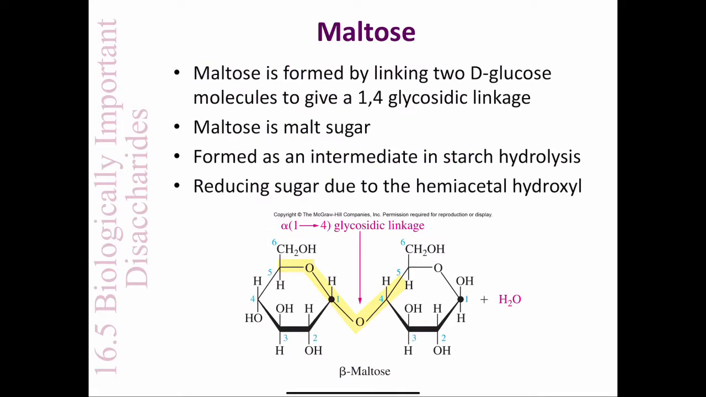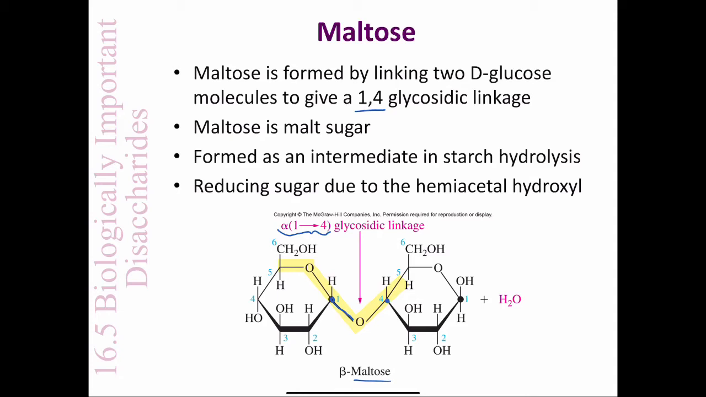So a little bit more information about maltose, which sometimes we call malt sugar. Malt sugar is formed, again, by linking two D-glucose molecules together to give a 1,4 glycosidic linkage. Again, the 1 and the 4, where does that come from? It comes from carbon number 1 and carbon number 4. And there's a glycosidic bond. And remember that maltose is characterized by an alpha 1,4 glycosidic linkage. And the reason it's alpha is because this bond is pointing down.